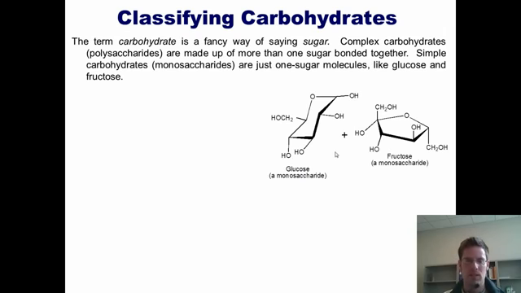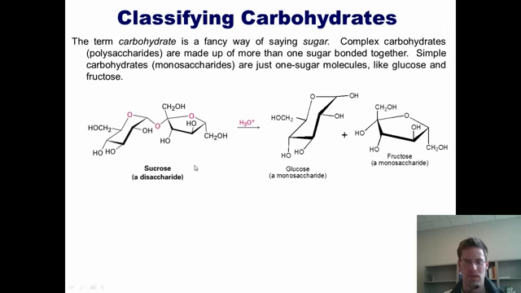One example is sucrose, shown here. Sucrose, which is actually table sugar, is composed of one molecule of glucose and one molecule of fructose bonded together. Because sucrose is made of two simple sugars, or monosaccharides, it is called a disaccharide. And yes, as indicated in this picture, you can separate sucrose into glucose and fructose by heating it with acid.